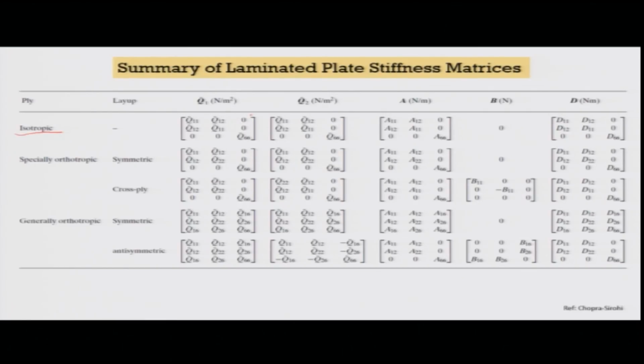The Q matrix will have all these 0 terms there, as you can see the Q bar for the isotropic system, Q1 bar and Q2 bars. And the A matrix, if I look at it, you can see that the A matrix has these coupling terms which are 0, okay. A16, A26 are 0, the B matrix is totally 0, and the D matrix also has these 0 terms in it. Okay. So, that is the isotropic case.